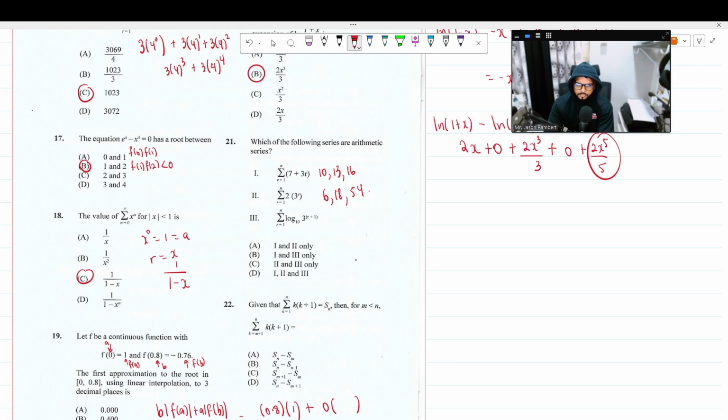The third one. Let me make the third one look a little bit nicer. (r plus 1) log 3 to base 10. When r is 1, I'm going to get 2 log 3 to base 10, plus 3 log 3 to base 10, plus 4 log 3 to base 10. So this is also an AP. We just add log 3 to base 10 every time. So 2 is not, 1 and 3 is. 1 and 3 only. B is the answer.